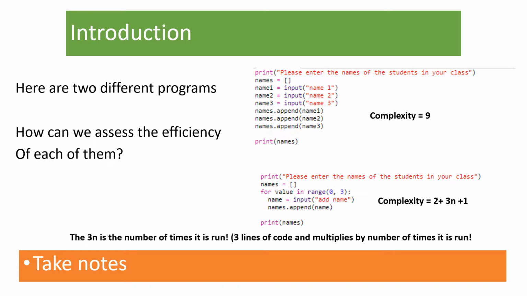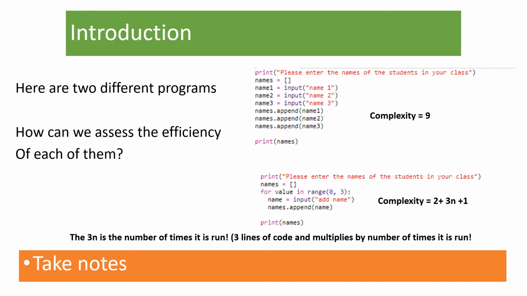When we look at the top program, it's got 9 lines of code. We could say the complexity of this program is 9. When we look at the efficiency of the bottom program, it's a little bit more complicated. We have 2 lines of code which will be printed whatever happens when the programs run, and then we've got 3 lines of code which are repeated in a loop. We could represent this by 3n, and then 1 line of code that will always be printed at the end.